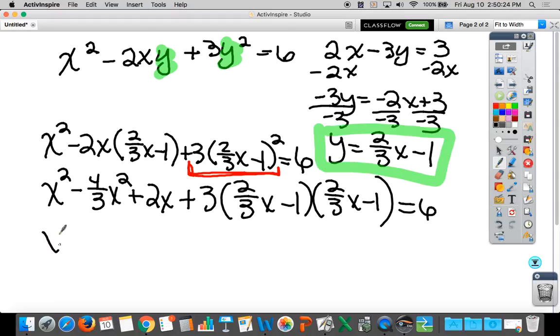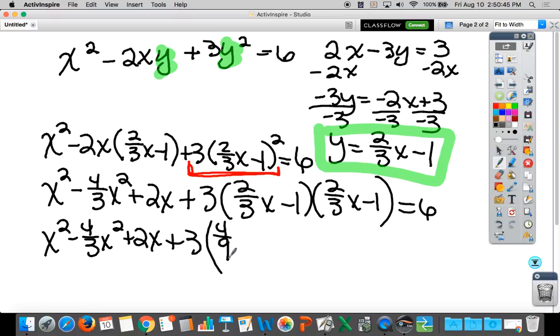Now, I'm going to FOIL first. So everybody FOIL with me. If you want to use your calculators, use your calculators. 2/3 times 2/3 is what?